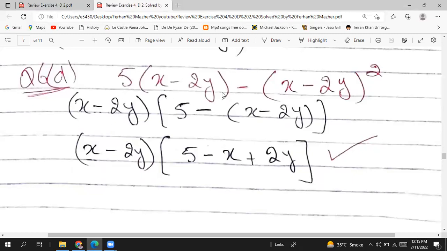From here, you are left with the 5. Then we have minus sign. From here, you are left with one of the brackets, x minus 2y, square bracket close. So x minus 2y in one bracket. Here you will have 5. When you open it, it will be minus x plus 2y. So this is how you do question number 6, D part.